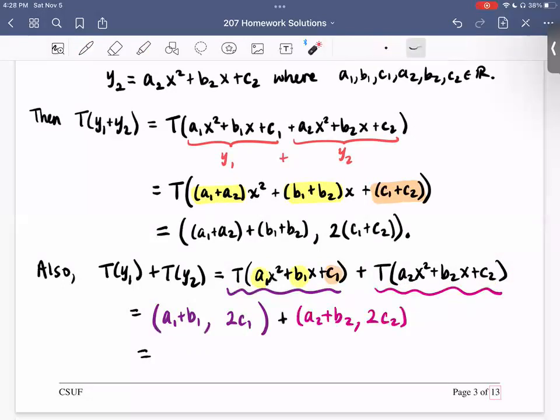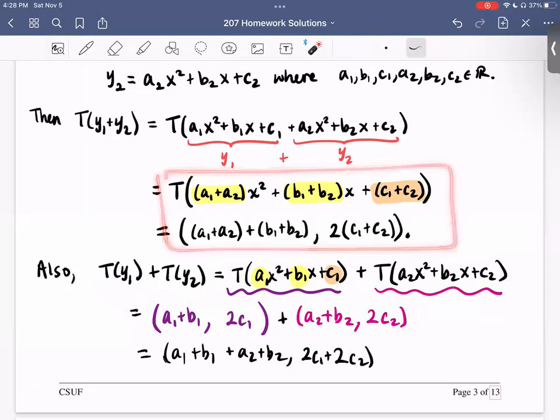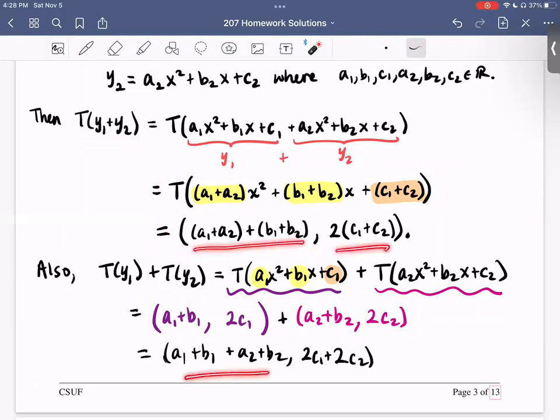And now I'm going to combine these 2 vectors. So a1 plus b1, and I'm adding a2 plus b2. In the second component, I have 2c1 plus 2c2. And if I look back up to this part, when we applied the transformation to the sum, I sort of have this structure. These two things are equal. I just need to convince whoever is reading this that they are equal.